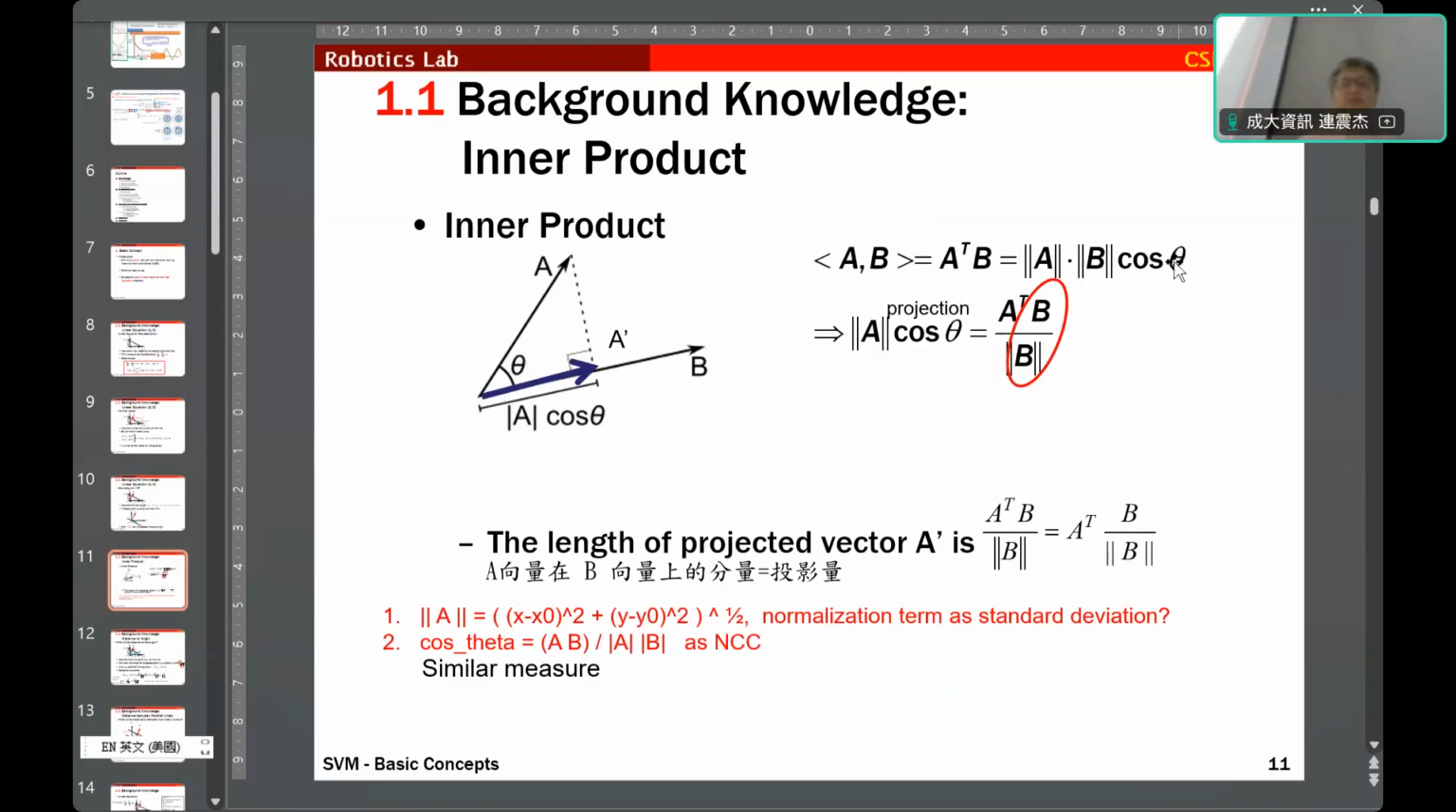Now the other thing is, if A is projected onto the B direction, this projection is A cosine theta. This distance is A along the B direction. What's the projection in the B direction? This is the projection, and it's A along the B direction. So that's just what you know already.